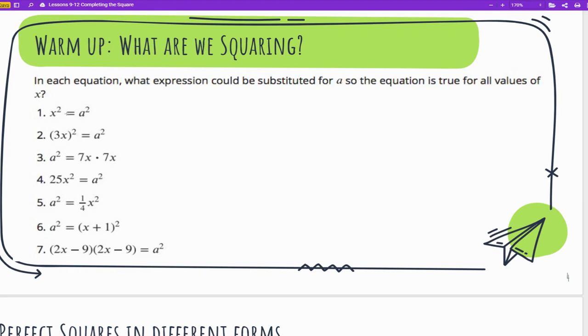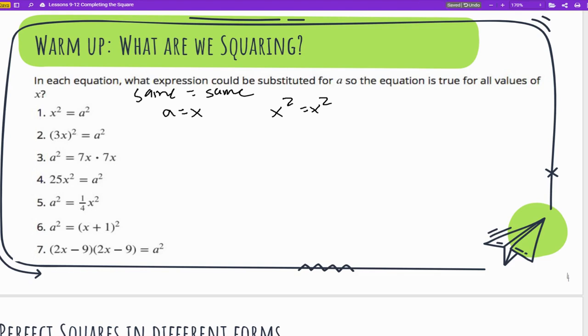Well, in order for this to be a true statement, you'd have to have the same thing equals the same thing. So, for example, if I took this a and replaced it with an x, then the equation would be true for both sides. So in this particular case, a equals x. If I took the a and replaced it with an x, then I'd have x squared equals x squared, which is clearly a true statement.